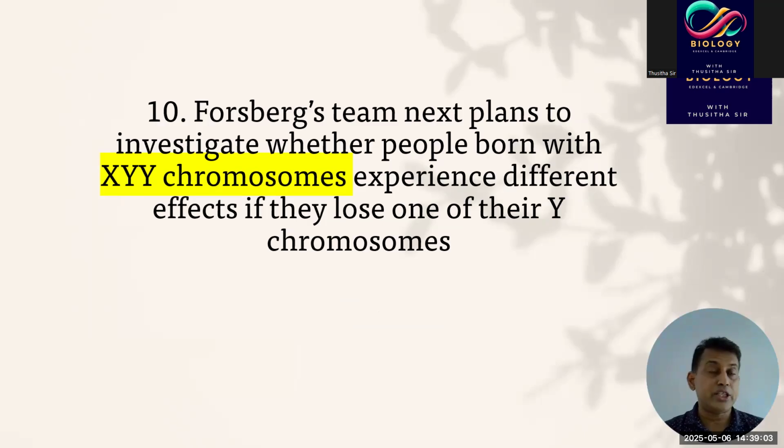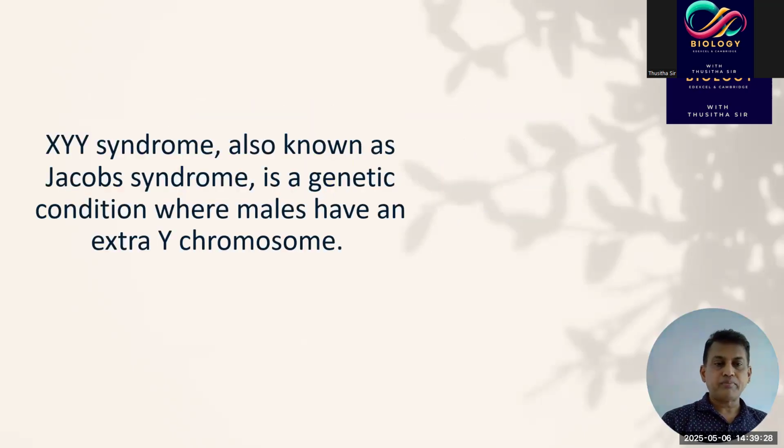Then they will continue the research in the future with XYY chromosomes. I think we can understand why this is their next plan, because so far they have done it with XY, where only the Y chromosome was lost. Here, when one Y chromosome is lost, there are two chromosomes remaining. So they want to check whether both chromosomes or one chromosome is lost. This XYY syndrome is known as Jacob syndrome.